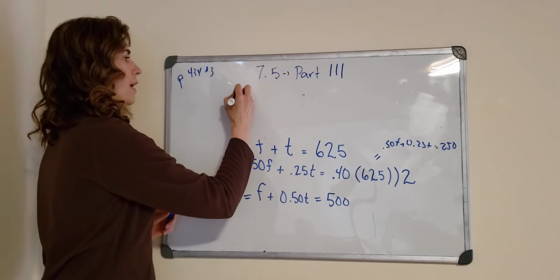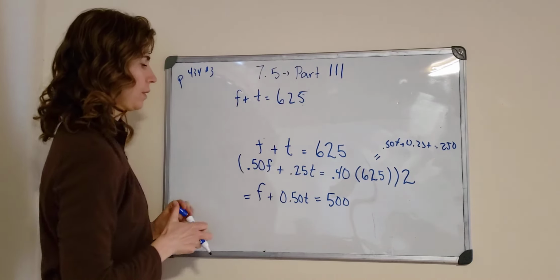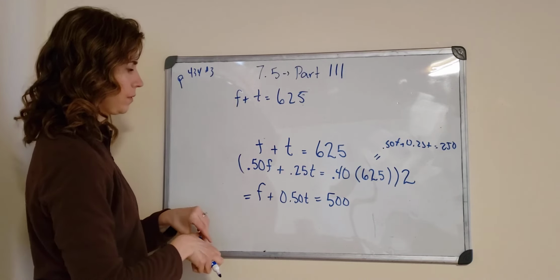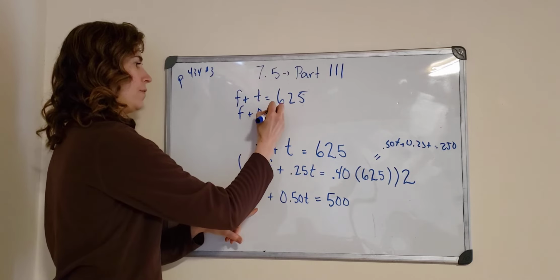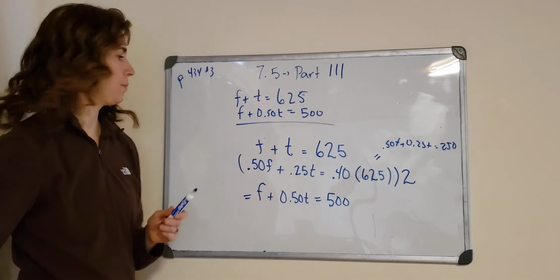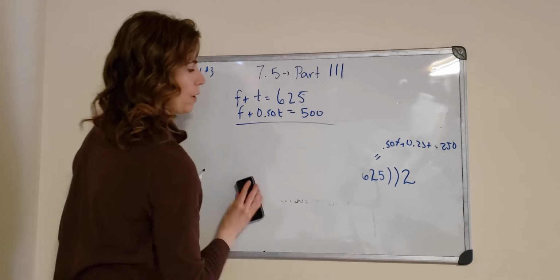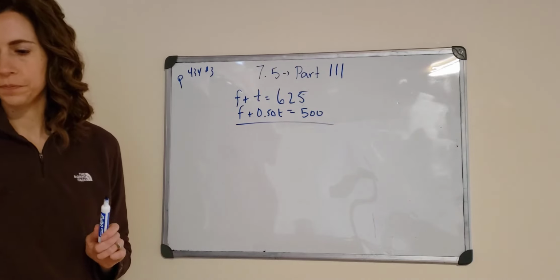So I'm going to say f plus t equals 625. Okay, and then now that I've made an equivalent one here, I'm going to write this one. F plus 0.50t equals 500. Okay, let's erase down below, and then we're going to be able to go ahead and use our process of elimination to solve for one of our variables.